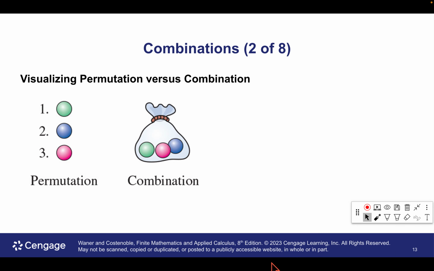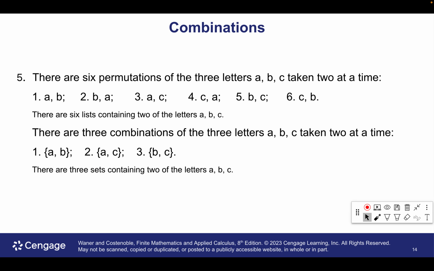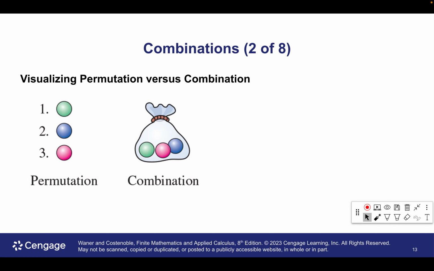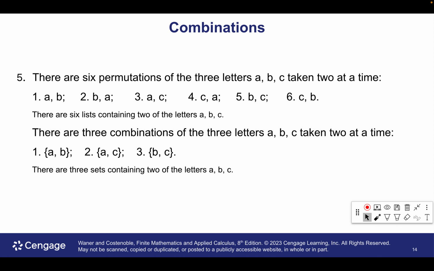So visualizing it, when order is important, there's a first, second, third somehow. There's an arrangement. With a combination, they're in a box, they're in a bag. They'll get mixed around. It doesn't really matter what order they're in. They're just all 3 in the bag.